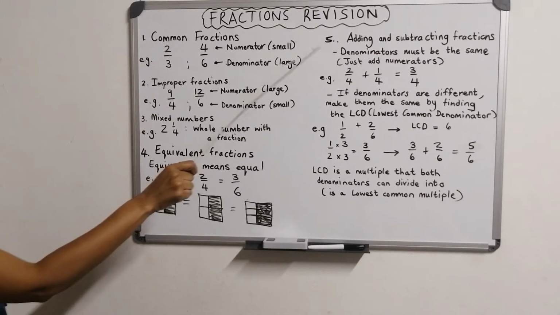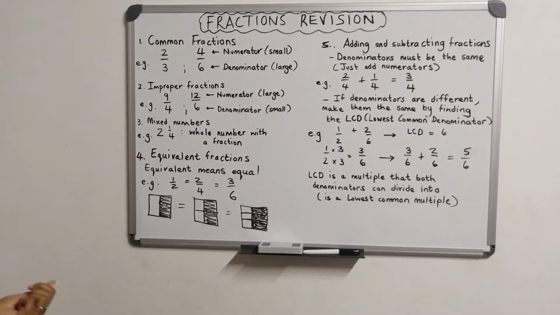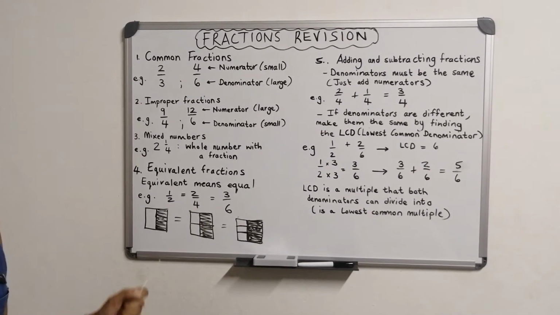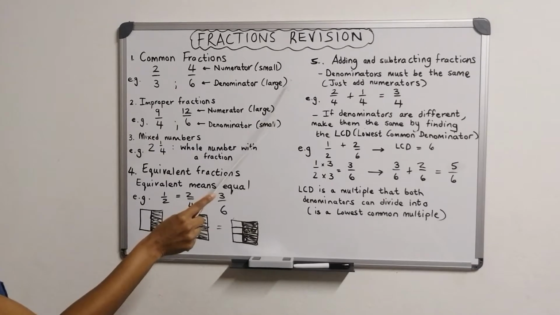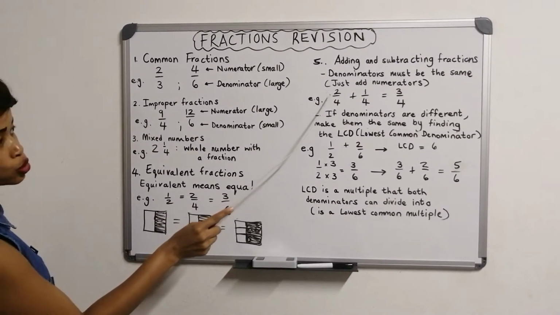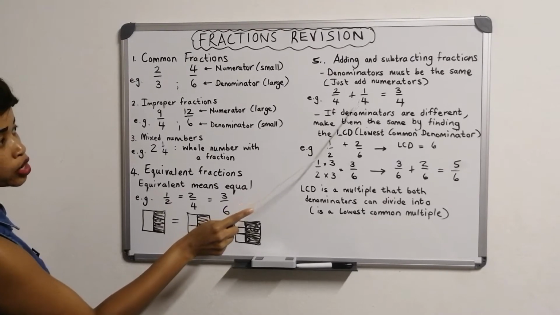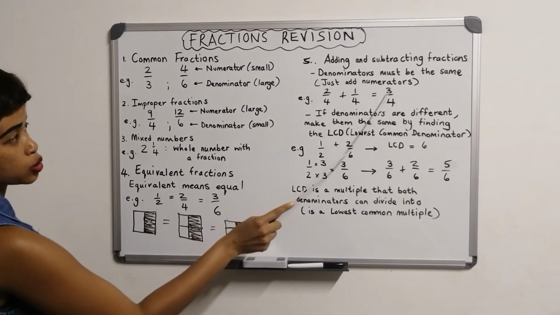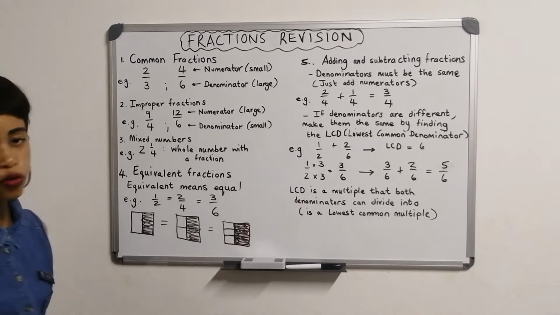You've also learned how to add and subtract fractions. Now, the denominators must be the same for you to add and subtract fractions. If they are the same, you just add the numerators. For example, if I have 2 over 4 plus 1 over 4, I just add the numerators. 2 plus 1 gives me 3, and it's 3 over 4.